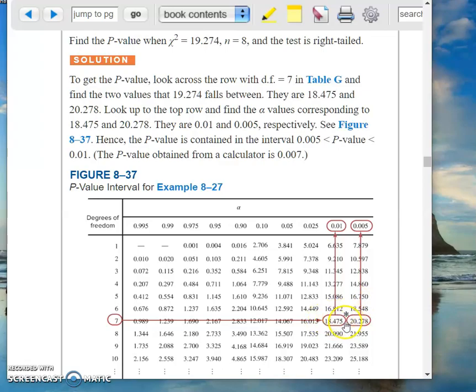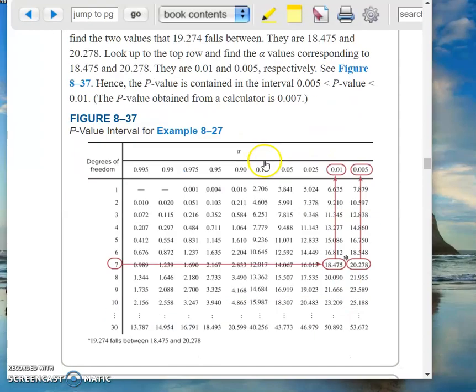Okay, well, once I find that number, the corresponding probabilities are right up here. So what that's telling me is that it's between 1% and 0.5%. Okay, so as I mentioned before, we always typically in America write from left to right. So it's 0.005 on the left. The p-value is between 0.005 and 0.01, okay? And if you did it on a calculator, you'd come up with 0.007. So somewhere in the middle there, okay?